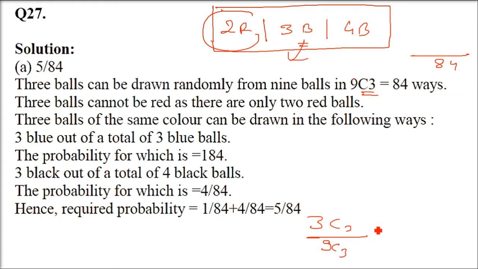And what about the 4 black balls? You are picking 3 out of these 4 black balls. So 4C3 by 9C3. You're picking 3 from these 4. Right? So this is going to give you 1 by 84 and this is 4 by 9C3. 5 by 84 will come.